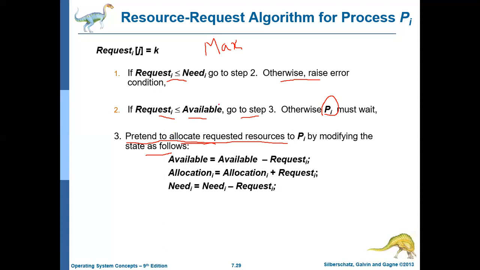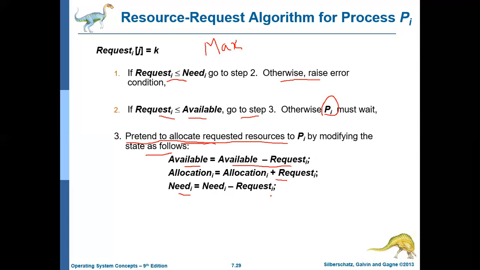So if this request was satisfied, then what will happen? Obviously, available will become available minus request of i, because the ith process has requested this. And allocation will become allocation plus request, because some resources were already allocated and now some more are added. So allocation of i will be equal to allocation of i plus the request made by the ith process. And need will decrease: need of i will become need of i minus request of i.